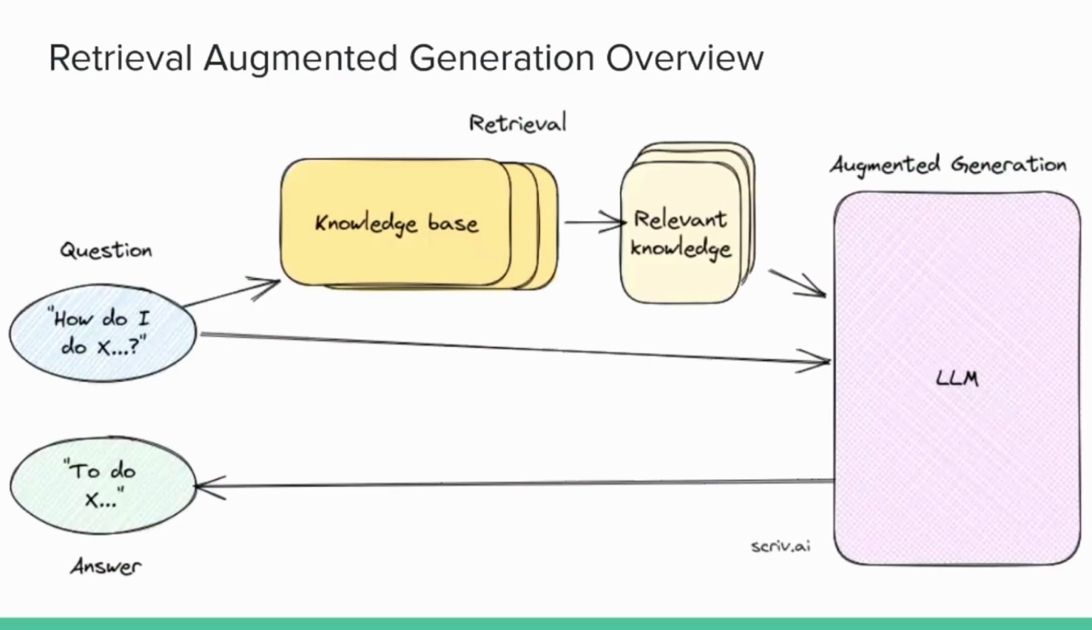Here, starting on the left, you can see it starts with a question. Let's say you have some sort of documentation site, you built a knowledge base, and you want to provide a way for your users to ask questions about it. So they might say, how do I do something? What that does is it goes into your knowledge base, and it'll basically do a search operation.